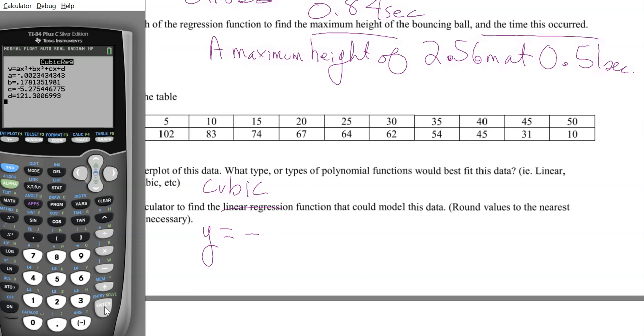So if we're going to round to 2 decimal places, I'd actually go to 3 in this case because we do have a cubic. So it's negative 0.002x cubed. Rounding to 2, you'll end up with 0x cubed. We know this isn't 0x cubed, we can see that it's a cubic. Plus 0.178x squared minus 5.275x plus 121.301. So in this case, I'm going to 3 decimals, and we didn't run the linear because we could look at it and say, hey, that's not linear.